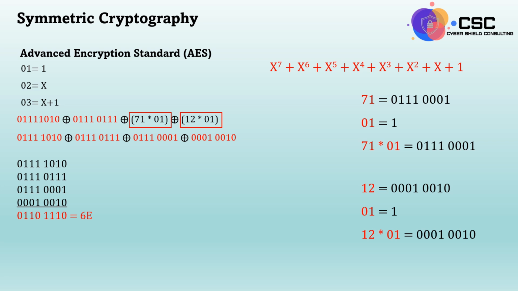Remember to do the XOR with multiple items. Simply look at how many ones we have, and once you see the total number of ones is odd, then this should give you 1. If the total number of ones is even, then that's a 0. Then we get the result of the XOR, and this will be 6e. And then we repeat the same process until we get the new matrix post the mixed columns phase.